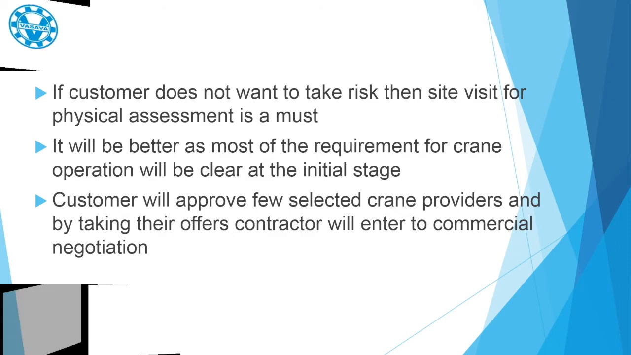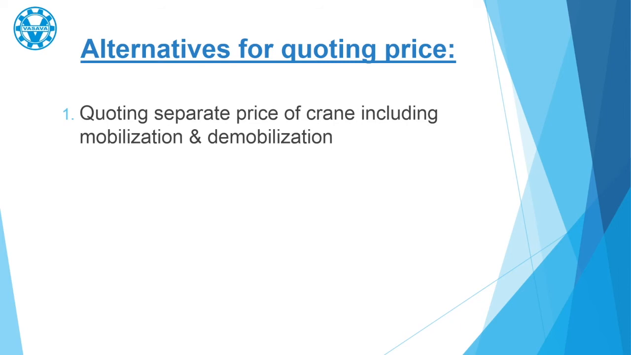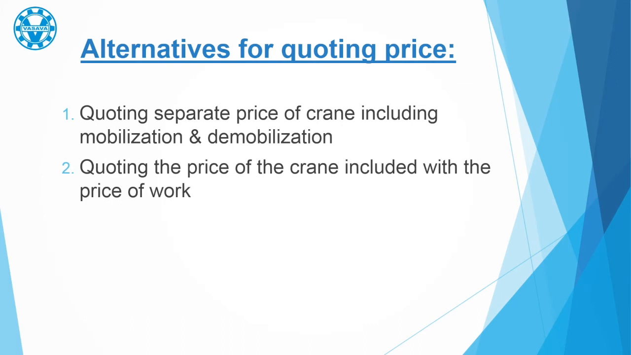Then contractor is able to participate in commercial negotiations. Before commercial negotiations, one more point is to be clarified by customer. There are two alternatives of quoting the price. Number 1, quoting the price of crane separately, on per month basis or so, with mobilization and demobilization extra. Number 2, including the cost of crane in the work and quoting the price of the job. Say, there is 200 metric ton of erection.